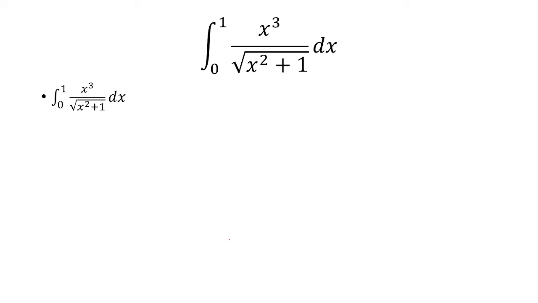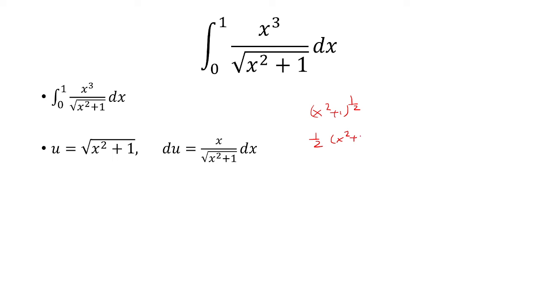Now let's solve this integral using u substitution. So let's ignore the limits for now. We'll say u is the square root of x squared plus 1. And so for the derivative, you have to use the chain rule, which says to bring down the exponent, keep the inside the same, subtract 1 in the exponent and multiply by the derivative of the inside. And notice the 2's are going to cancel, so you're just left with x over the square root of x squared plus 1.